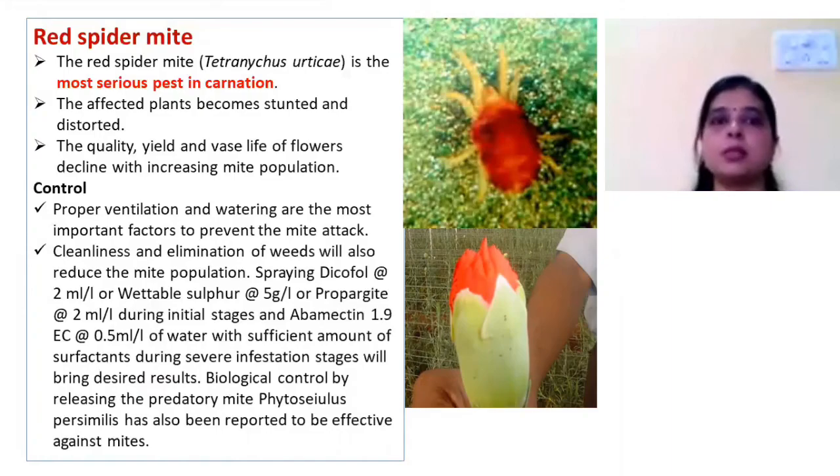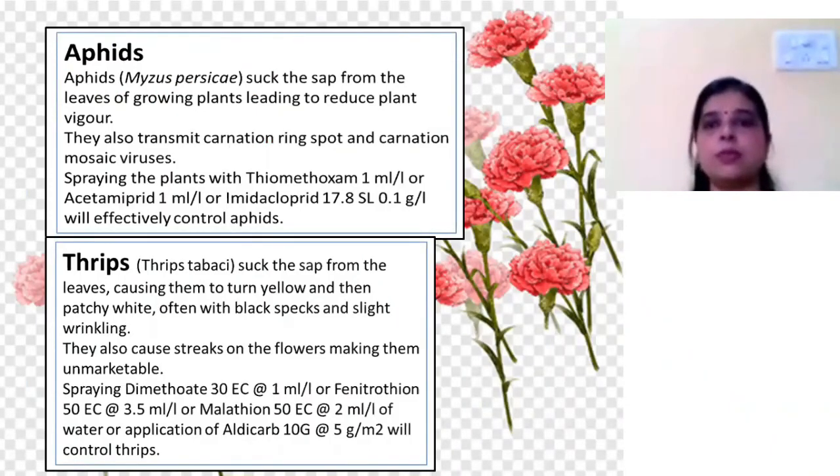The plant becomes stunted and distorted, quality is affected, and vase life decreases. To prevent this, proper ventilation and watering are required, and spraying of glyphosate or wettable sulfur also helps in prevention. Otherwise, you can go for biological control by the predatory mite Phytoseiulus persimilis, which has been found to be effective against mites. Aphid and thrips also affect carnation. Aphids suck the leaves, and thrips also suck the leaves and cause them to turn yellow.